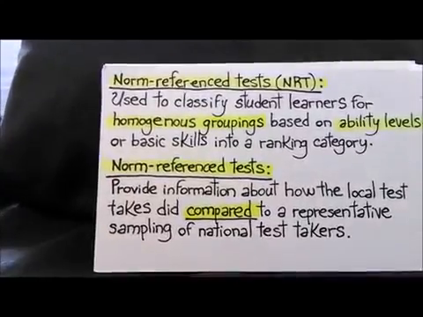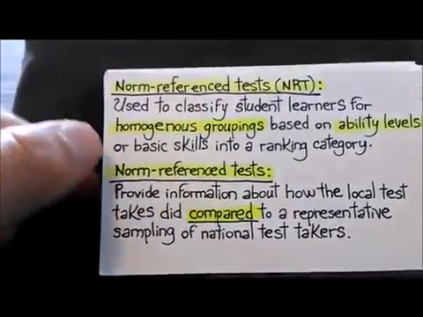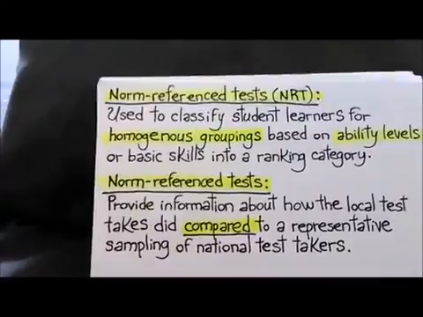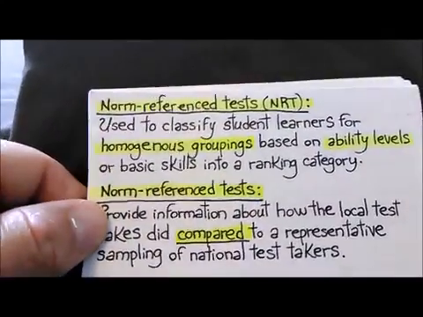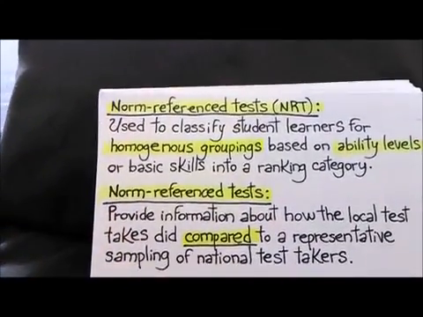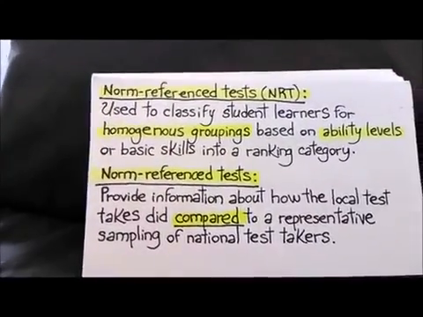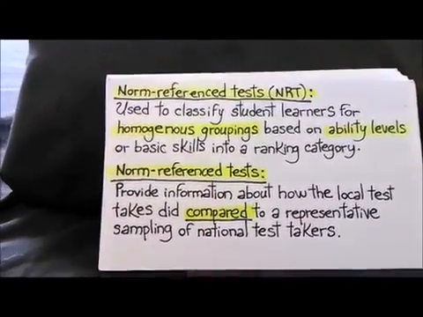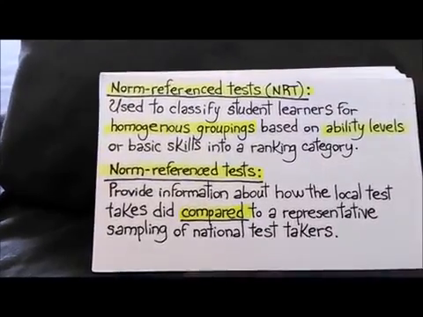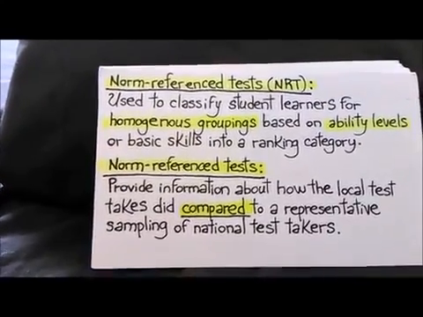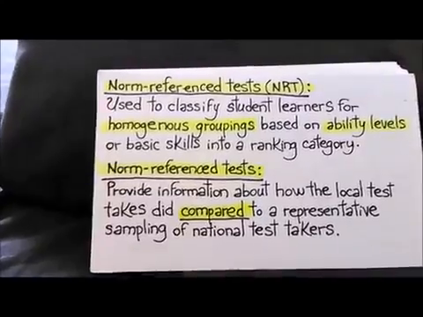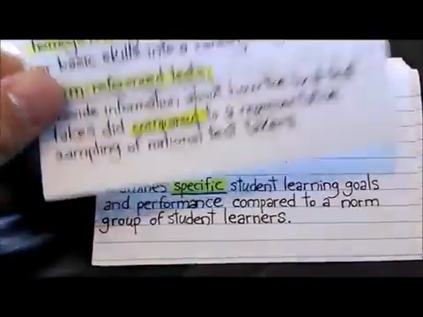Norm referenced test, the NRT, used to classify student learners for homogeneous groupings based on ability levels or basic skills into a ranking category. Norm referenced tests provide information about how the local test takers did compare to a representative sampling of national test takers.